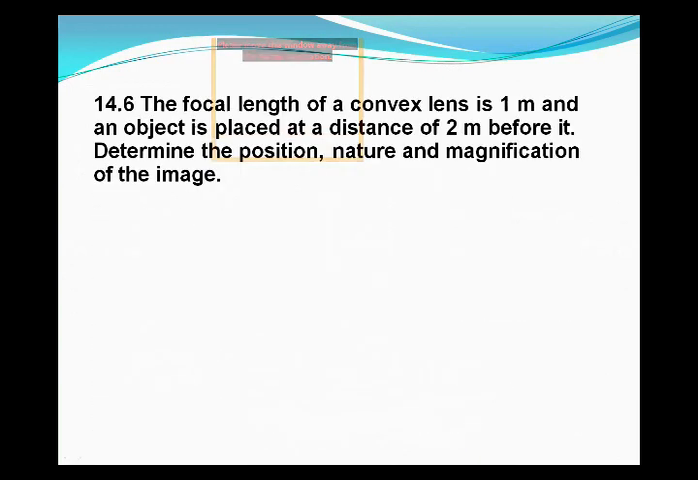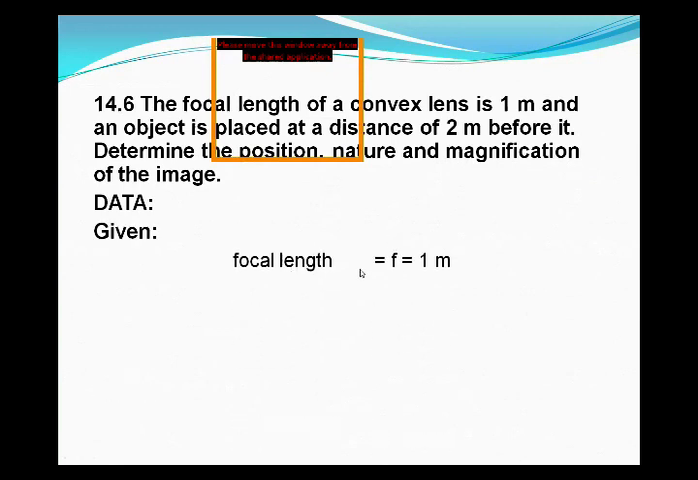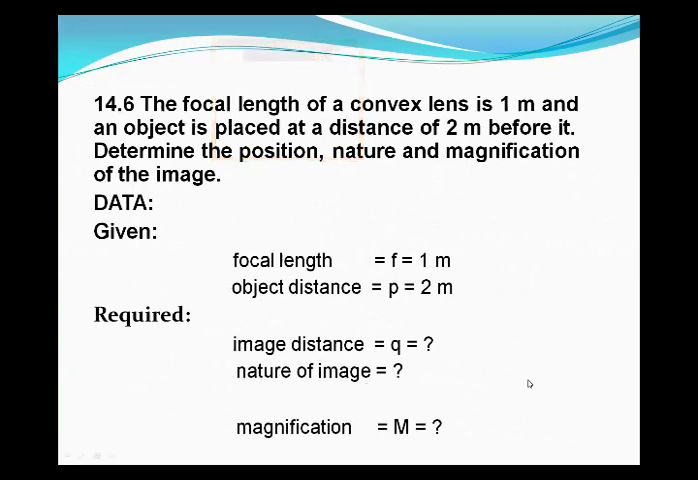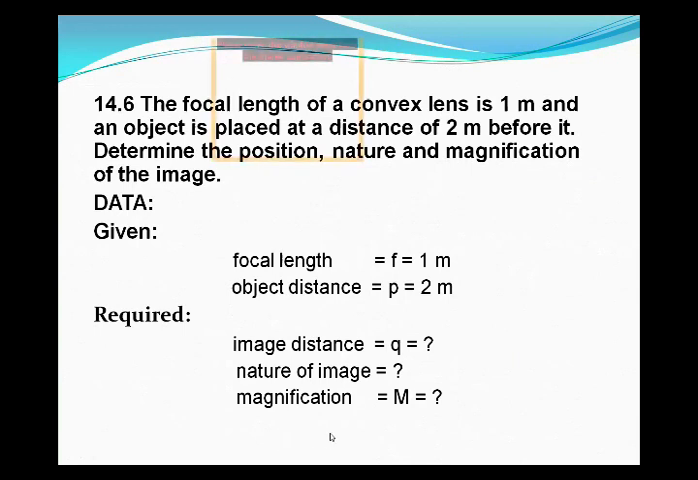Now we are going to solve the next one, that is 14.6. Here we just have to find out the following: the focal length of a convex lens is 1 meter and an object is placed at a distance of 2 meter before it. Determine the position, nature, and magnification of the image. So here in given, focal length f is equal to 1 meter, object distance p is equal to 2 meter, and in required, first we have to find the image distance q, then find the nature of the image, and third we have to find the magnification.